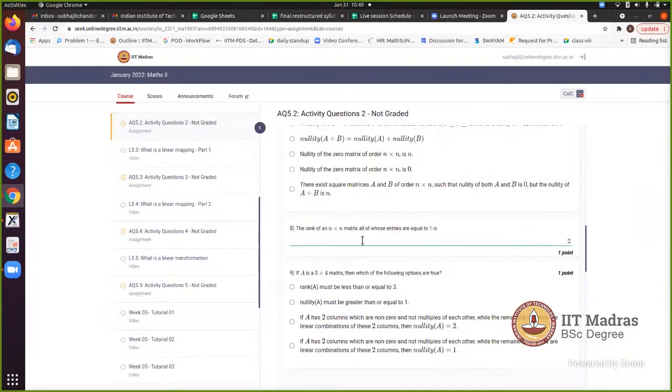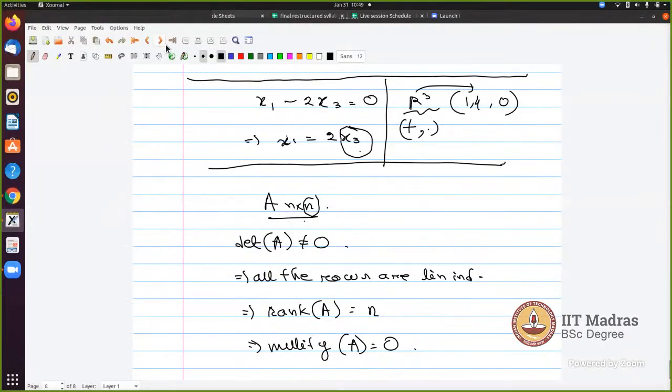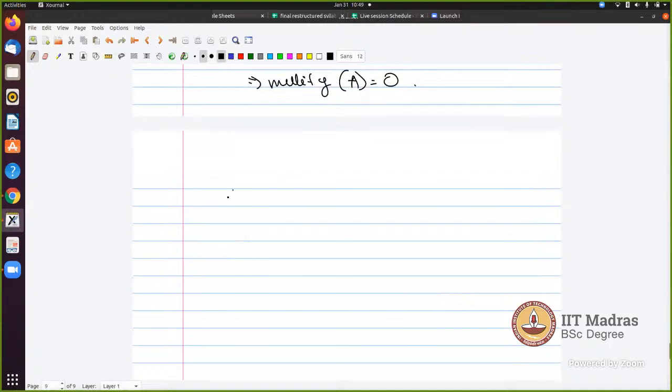The rank of an n cross n matrix whose entries are all equal to 1. What will be the answer? All entries are 1. Because remaining rows will become 0. Exactly. Suppose we start with 2 cross 2, where all entries are 1. After row reduction, what will you get? This will become 0, right? So at least one should be non-zero. So rank will be 1. And this is true for all n cross n matrices. So this is also clear.